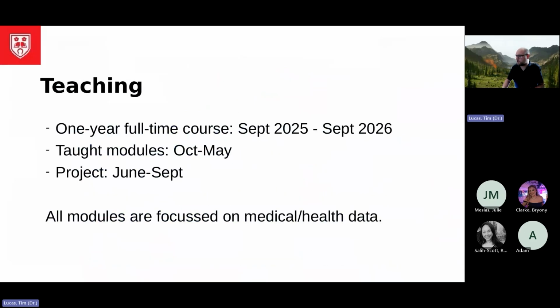So it's a one-year full-time course starting in September and ending September a year later. The first, whatever it is, 6 to 8 months is taught modules, a lot of computer labs, a lot of lectures, a lot of small project work and small coursework. And then this long project at the end, 3-4 months of one big project, where you can really go deep into a particular area.